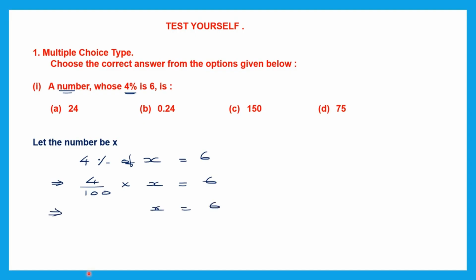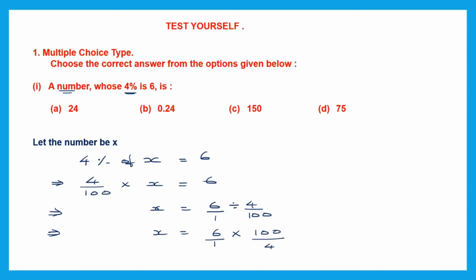Now we're going to transpose this 4 by 100 to the other side. And here it's multiplication. So when it goes to the other side, it becomes division. So this is divided by 4 by 100. So now this has become division of fractions. So we can say x is equal to, we can make the 6 by 1. So 6 by 1, division changes to multiplication and we write the reciprocal 100 by 4.